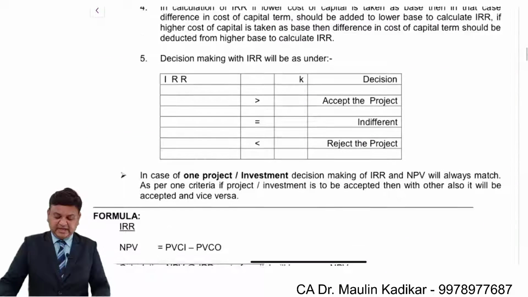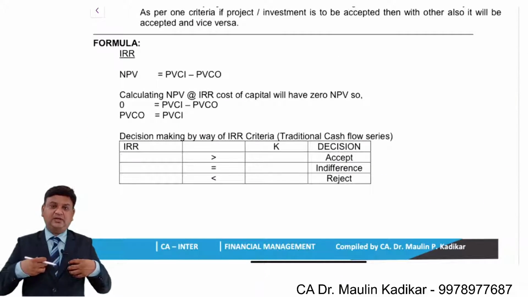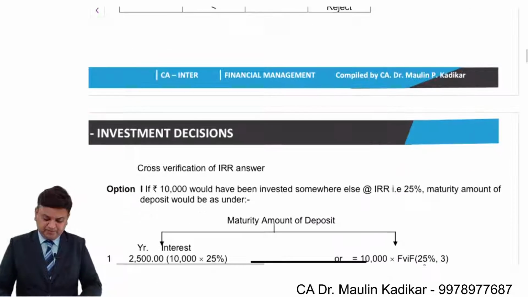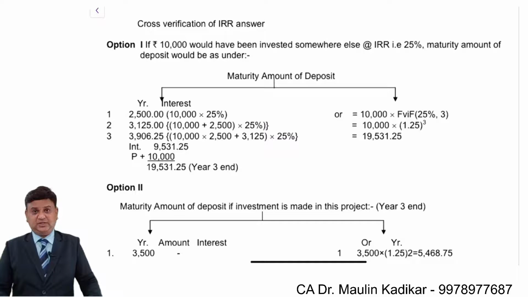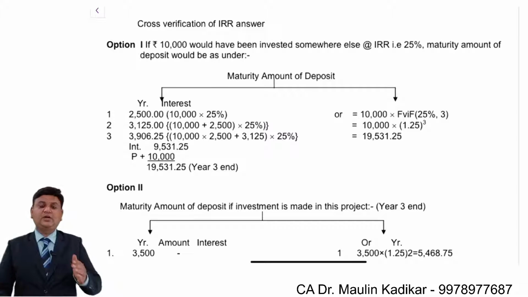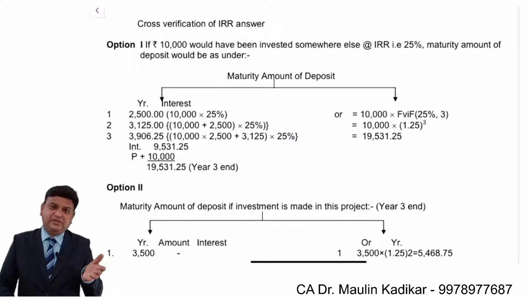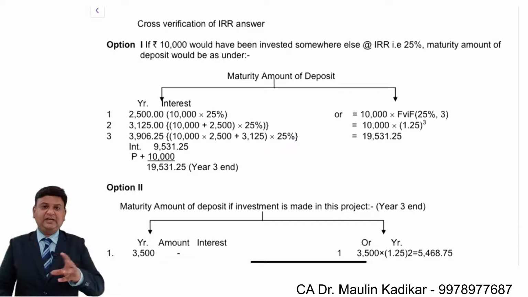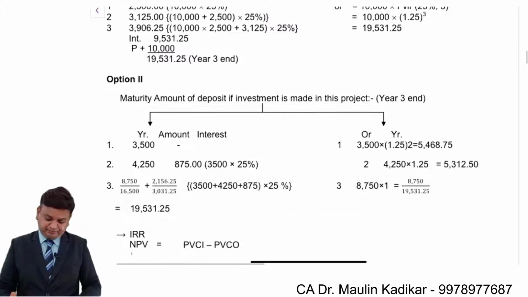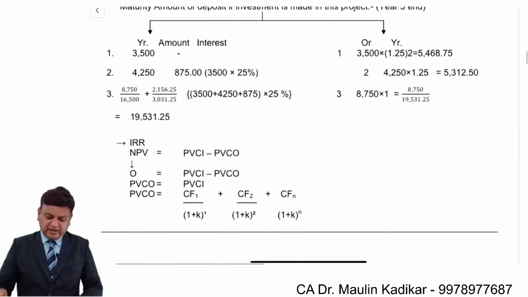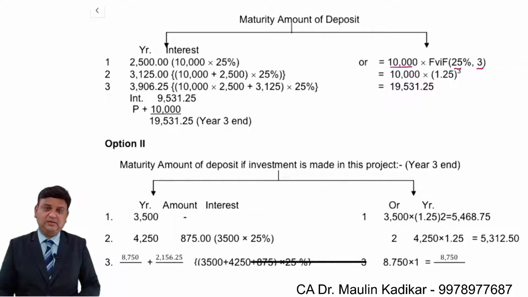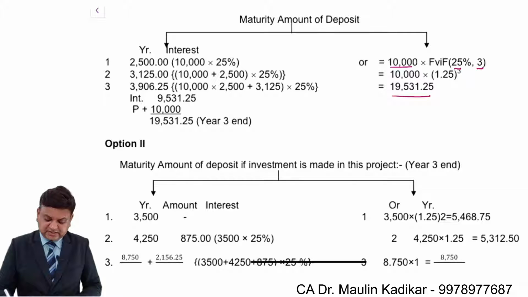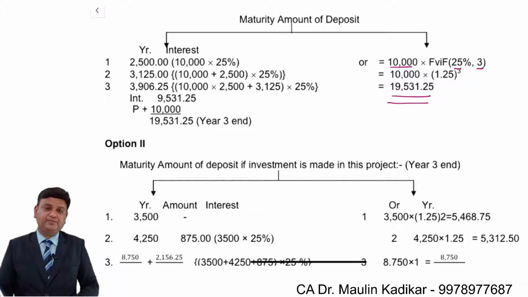So friends, we made the calculation of the IRR and based on that we have drawn a conclusion like this, that we are able to get a return of 25%, so we can afford the maximum cost of 25% in this project. How can we draw a conclusion that we get a return of 25%? For that, we can have a cross verification like this. If we would have invested this 10,000 rupees somewhere else at 25% for 3 years, at the end of the third year, this is the amount that we could have received.